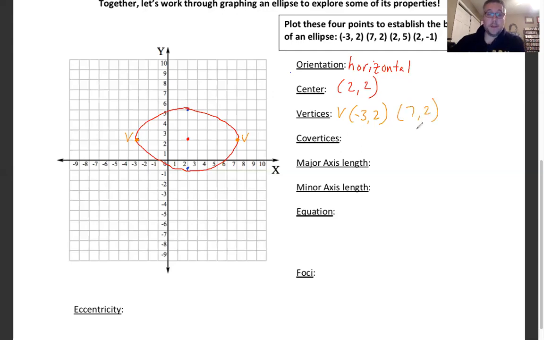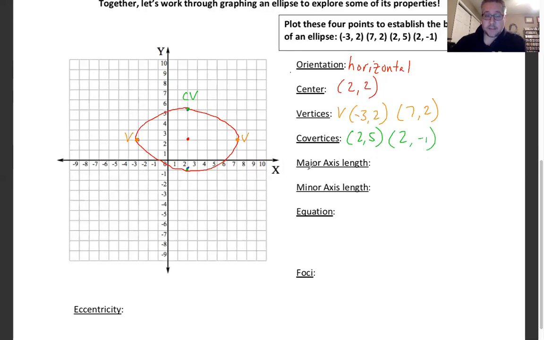Okay. The co-vertices are the endpoints of the shorter axis through the ellipse. So that would be specifically this one. That would be a co-vertex, which I could call CV. That would be (2, 5). And its buddy would be right here, which is (2, -1).